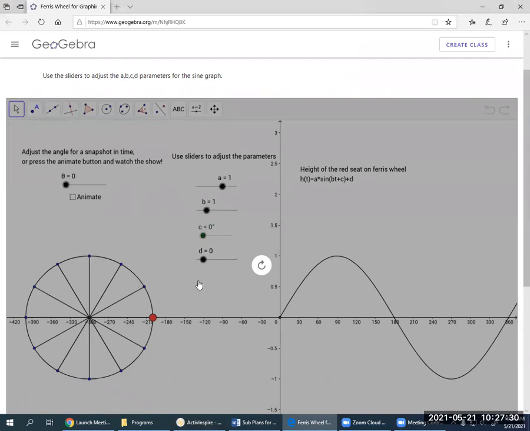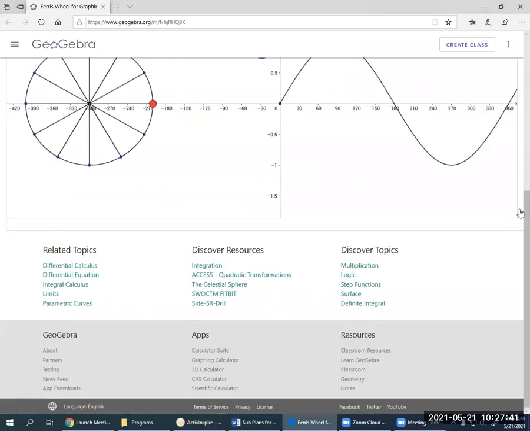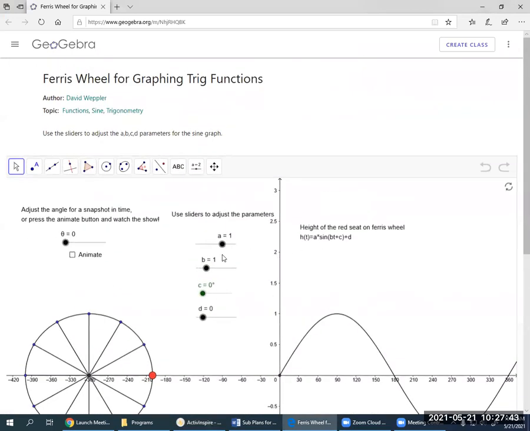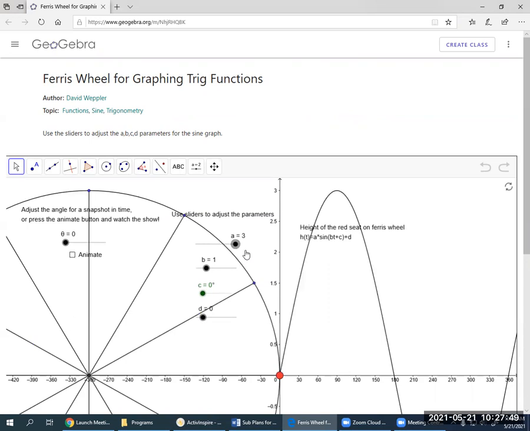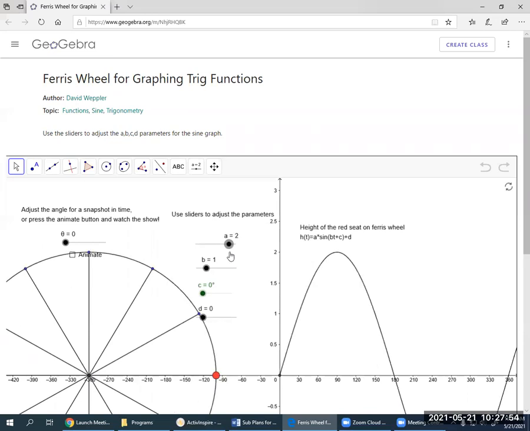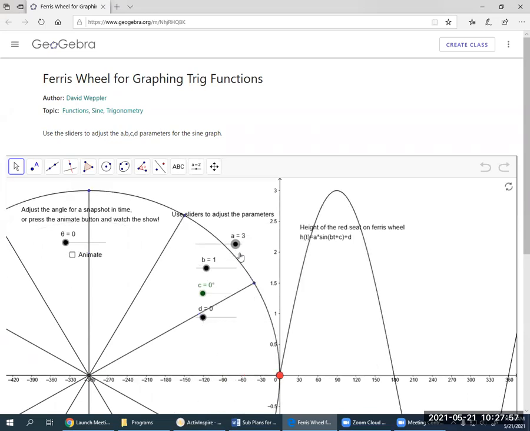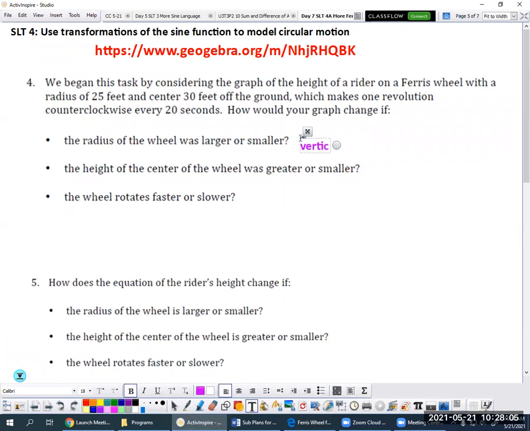Okay. So I'm going to make the adjustments. If you want to follow along with me, apparently I need to hit reset, which is a little odd. So here, if I change A, you can see the wheel itself gets really, really big. What happens to the graph as I make the wheel bigger? Well, what happens to the graph is we have, as you saw, a vertical dilation.